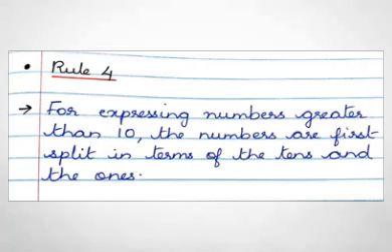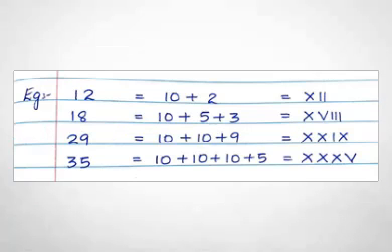Rule 4 says that for expressing numbers greater than 10, the numbers are first split in terms of the tens and the ones. Look at few examples. With this, we have completed chapter 1, numbers.